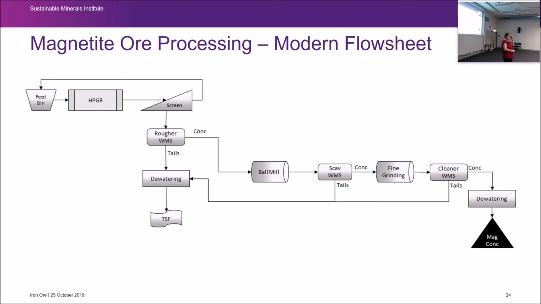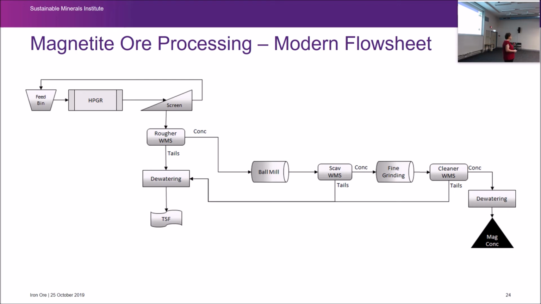This is probably a more modern flow sheet, where in recent years alternative comminution technology like high pressure grinding rolls are being used in iron as well. And the key to this flow sheet, if you look at it, is that there's no recycling. Like I've already said, if it's magnetic, the chance of it being recovered is extremely high.